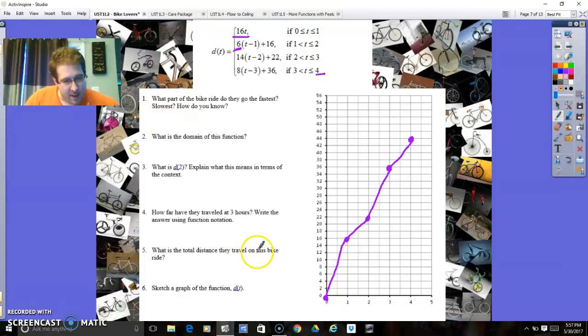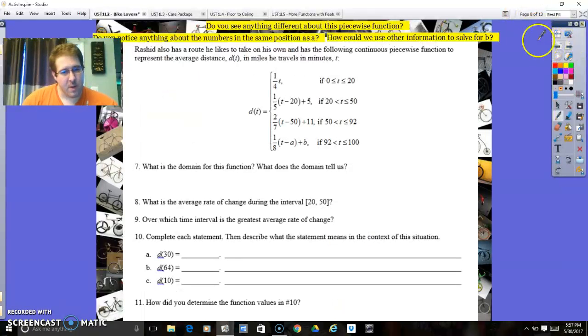What is the distance they traveled on their bike ride? Well, after 4 hours, when they're done, they've traveled 44 miles. That's a long ways. Sketch graph for the function d of t. I already did that. Great.